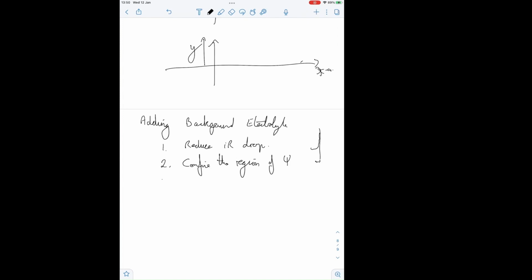Reduce IR drop, confine. Three will be to keep gammas constant. If you didn't have background electrolyte there, because you're changing the number of ions in your system, you're changing the ionic strength of your system, so you're changing the activity coefficients during an experiment. If I put a lot of salt in there, the ionic strength of the system effectively stays constant, because I'm only changing it very, very slightly. So you actually have constant gammas in your system.